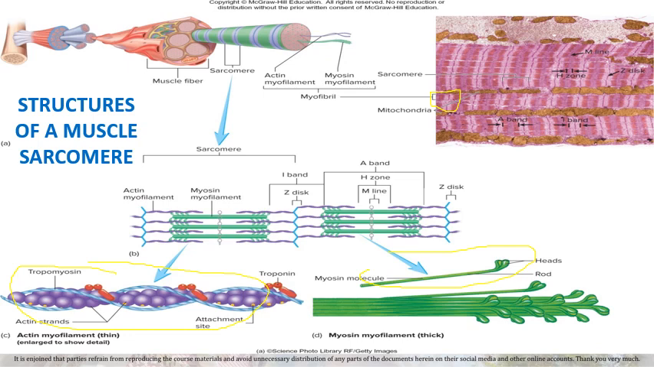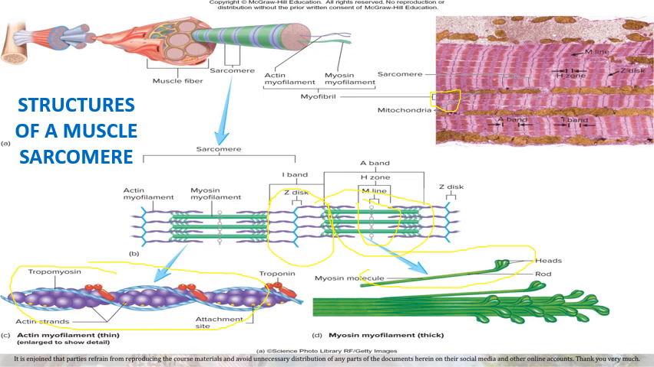And also your I band. So this is your I band. It is the region of a striated muscle sarcomere that contains the thin filaments. And your A band, so this is your A band. It's a region of a striated muscle sarcomere that contains myosin thick filaments. And your H zone, so this is the H zone, is the center of the A band where there is no overlap between the thick and thin myofilaments.